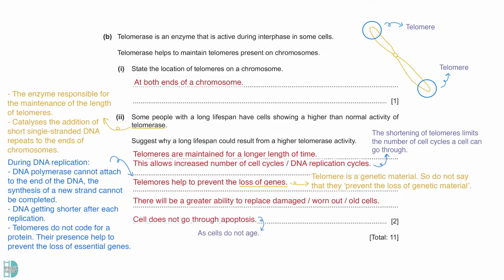Besides, when telomeres are replaced, a cell does not age and will not go through apoptosis. Apoptosis is the process of programmed self-death, which is used to eliminate those unwanted cells in our body.